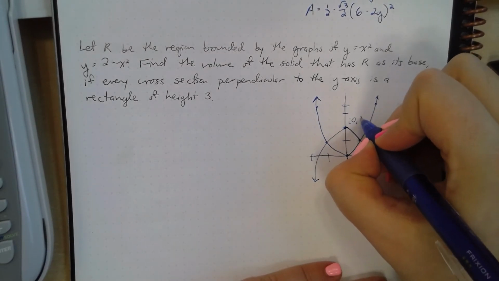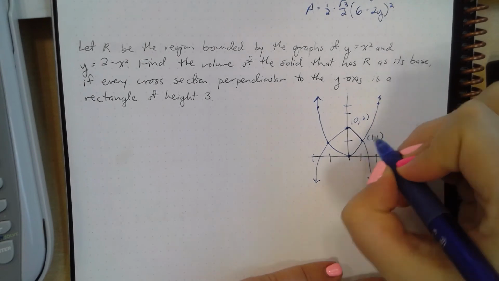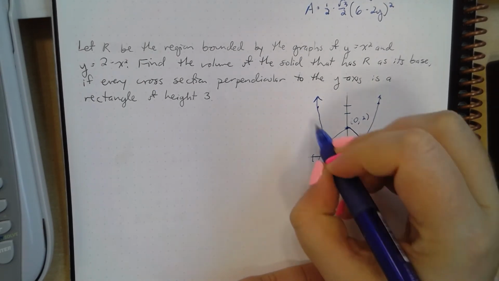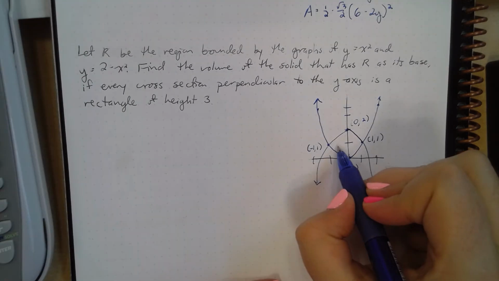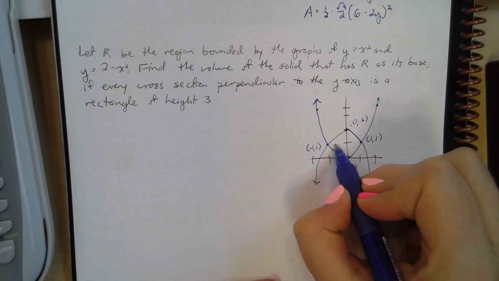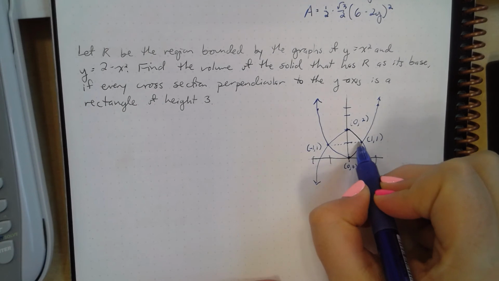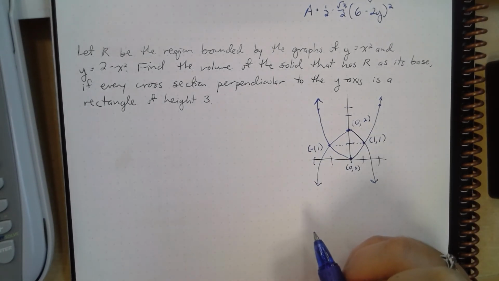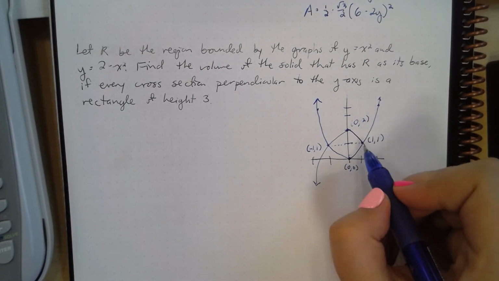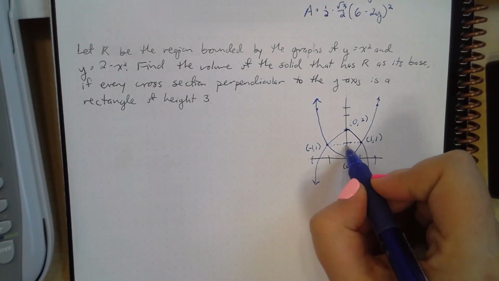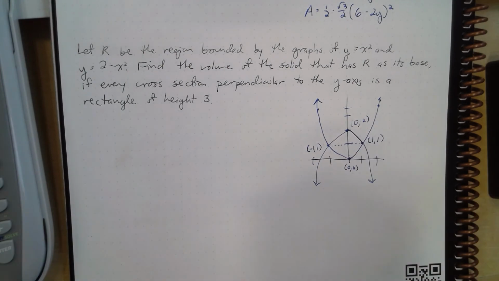This is at 0, 2. This is at 1, 1. This is at 0, 0. This is at negative 1, 1. That'll be important for what we're finding out here. And we're actually going to want to do probably 2 sets of integration here, right? It's just going to make life a lot easier. And this is perpendicular to the y-axis, so we're going to need to go from 0 to 1, and then from 1 to 2, okay?